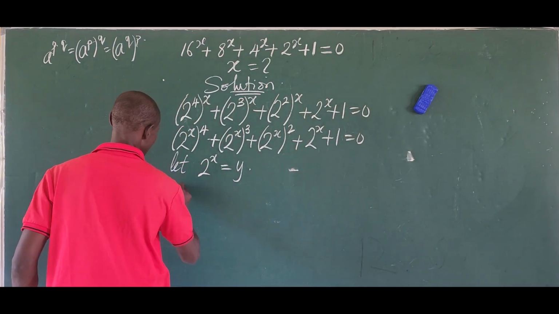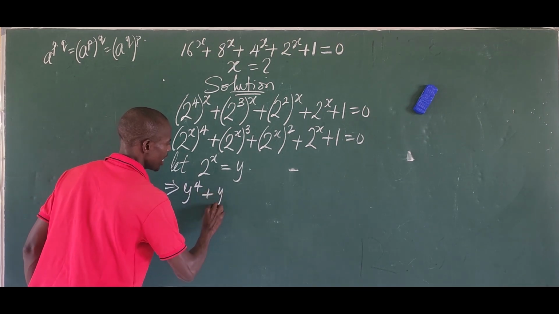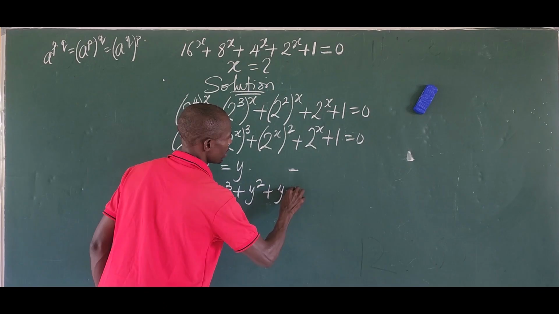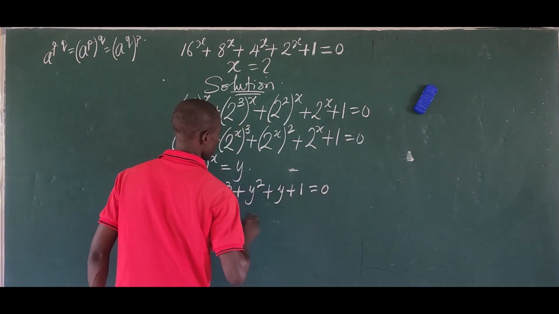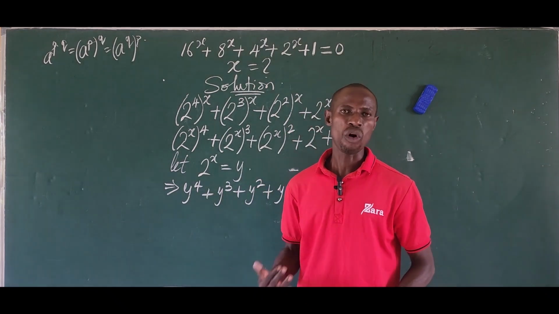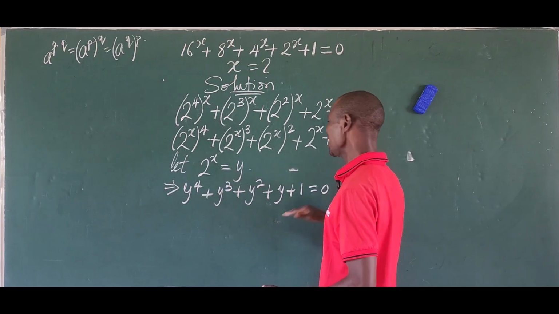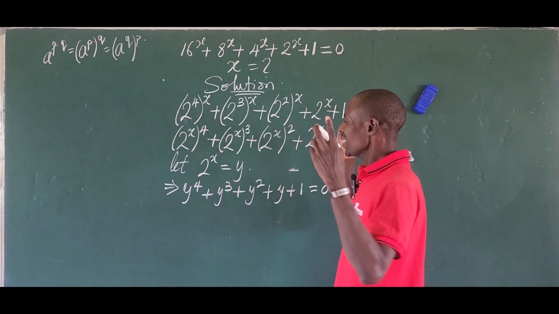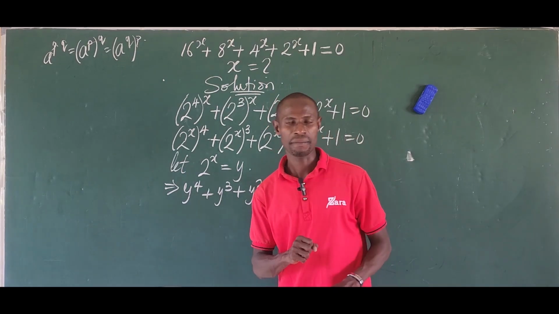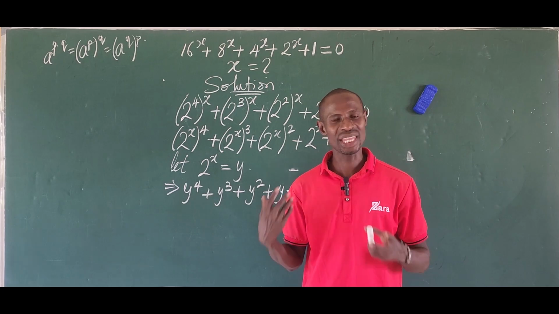This now implies that our equation becomes y to the power of 4 plus y to the power of 3 plus y to the power of 2 plus y plus 1 equal to 0. So this is a 4th degree polynomial equation where we have to solve for 4 roots, or 4 values of y, that will satisfy this equation. Now, we cannot use the trial by error method in solving this challenge. So the only way we can solve this is to think of something else.